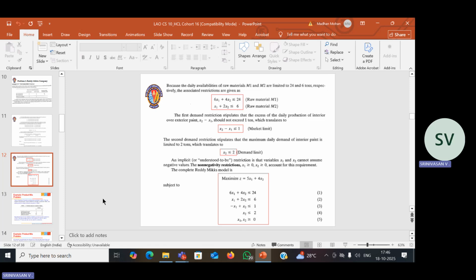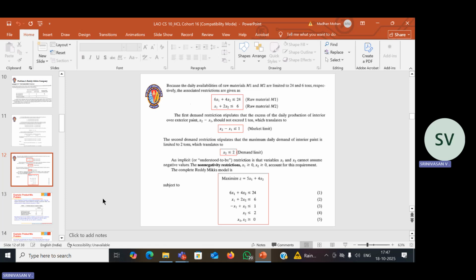Okay, so you have now 4 constraints. Everything else is implicit, to be understood: the restriction is that variables x1 and x2 cannot assume negative values. What is to be understood? They are the number of tons per day produced of exterior and interior paint, so they cannot be negative. So x1, x2 greater than or equal to 0 is the non-negativity of the decision variables, and that is the end of it. That's the last line.